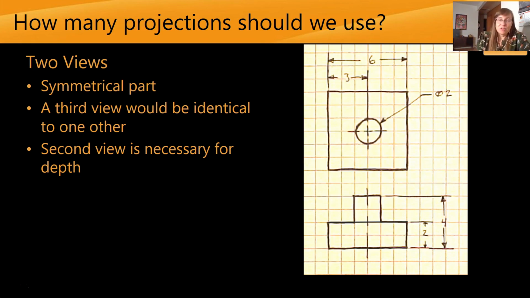We could also get away with just using 2 views. Again, if we have a symmetrical part, meaning that if we had a third view, it's just going to be a repeat. It's going to be identical to any other views. But we do need a second view if we have to describe something about the depth. So in this case, we have to show that that circular part actually has an increase in height. So we do need that for depth, in this case, height.